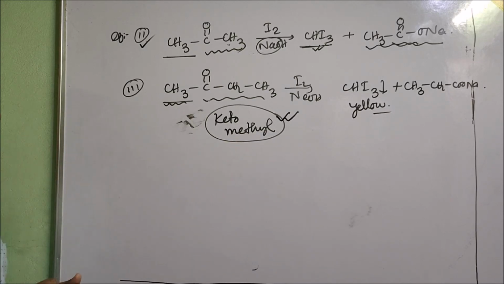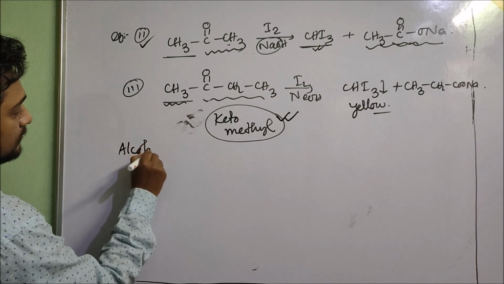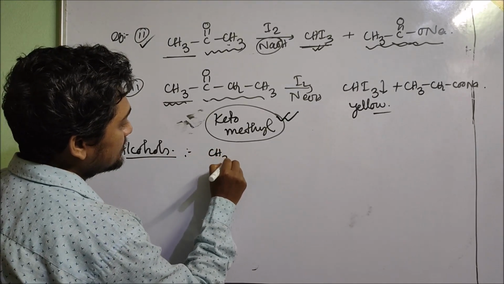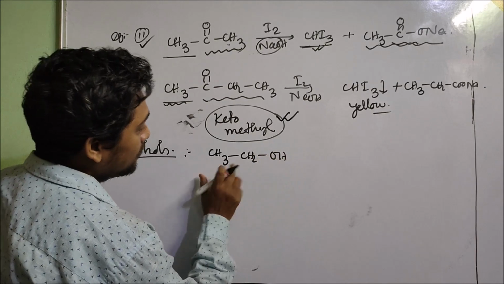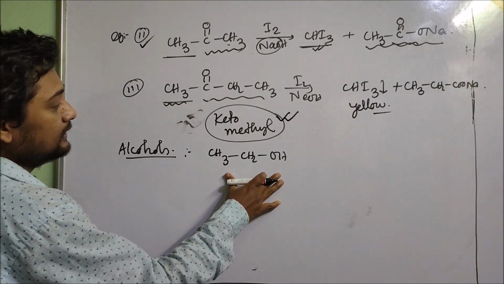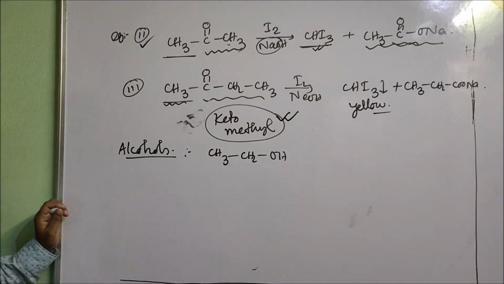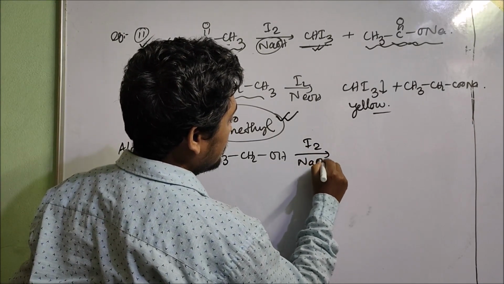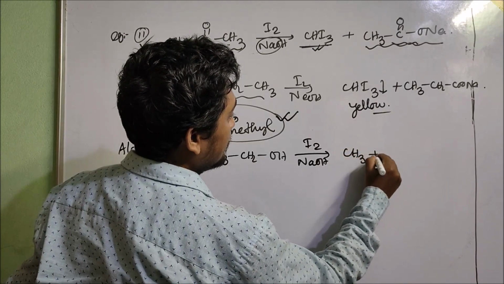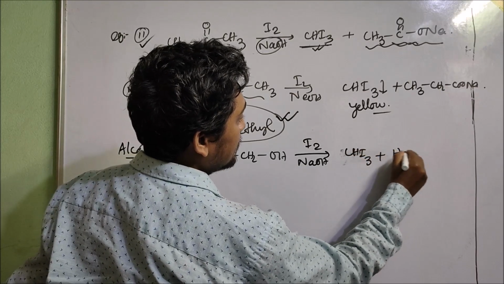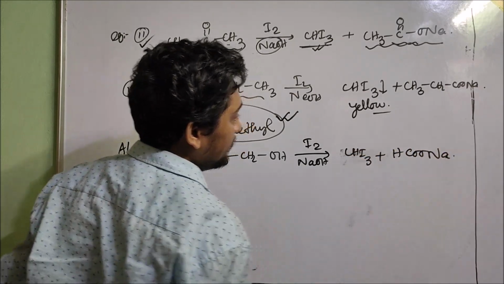Now, some alcohols also give this iodoform reaction. For example, CH3CH2OH. Look at the structure. There is no keto-methyl group, but still this type of compound gives the iodoform test. So how? When it reacts with iodine and NaOH, your product will be CHI3 plus HCOONa.